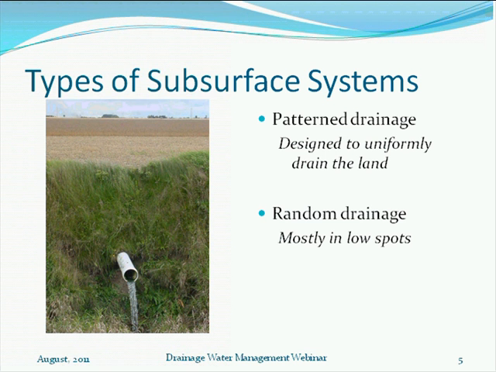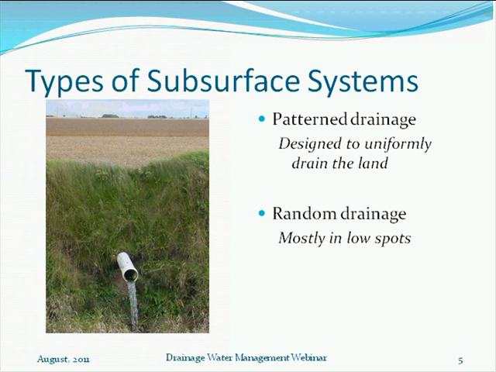Typically those things are out there on the landscape in a very symmetrical pattern, and they're designed to uniformly drain the land throughout. All of the land out there in the field is going to be affected by the tile drain. Then there are other systems that are pretty much random, and you just run a tile or two up in low spots of the field and drain out the worst of it, and that's about all you got.